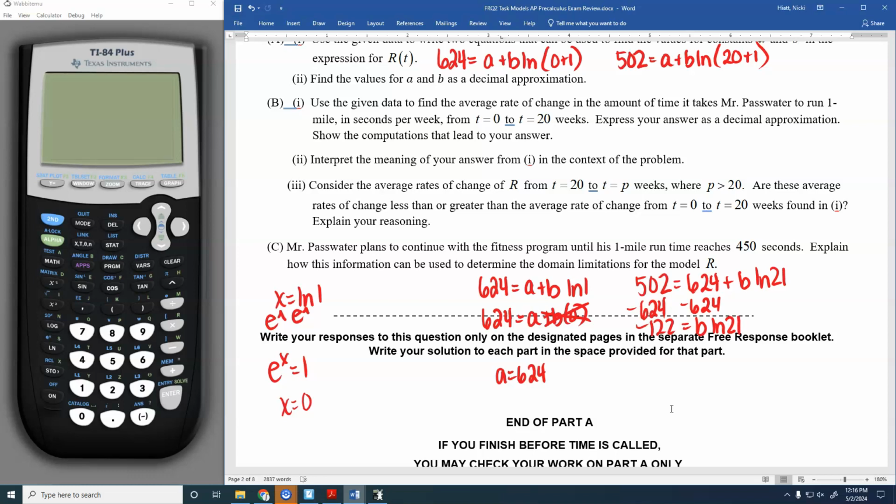You can type it into the calculator to give you a decimal if you want. Natural log of 21 is 3.044. So we're just dividing both sides by natural log of 21. So if we do 122 divided by natural log of 21, we will get 40.072. So b equals 40.072.